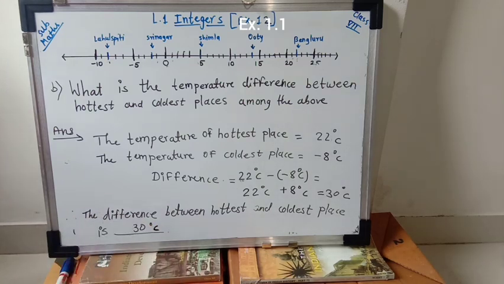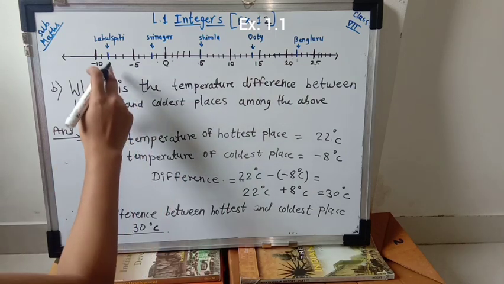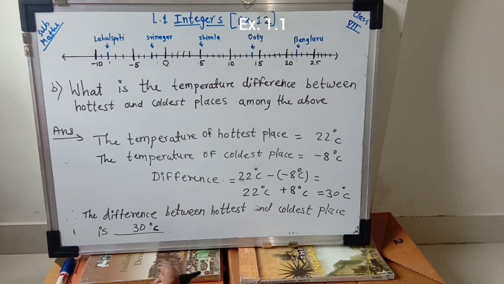Okay, let me tell you once again. The question is saying, find the difference between the highest temperature and the lowest temperature. That we have to find out, and we got the answer, that is 30 degree Celsius. If you count the lines also, you will get the same thing.